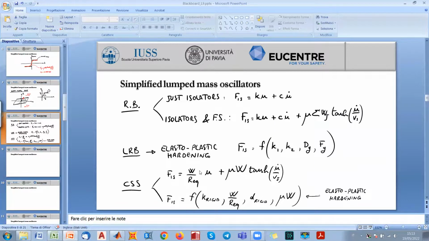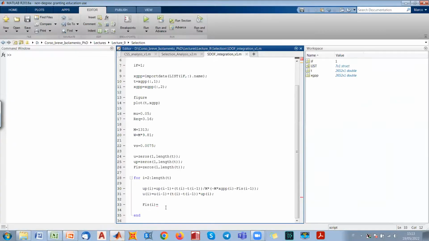these two strategies. Let's start from the first because this is very simple, okay? So we have W divided by R equivalent times the displacement at the height, which has been already computed here, and then plus friction coefficient times the weight times hyperbolic tangent of the velocity at the height, which is computed here, divided by Vs.